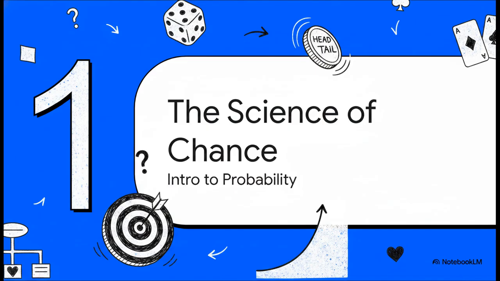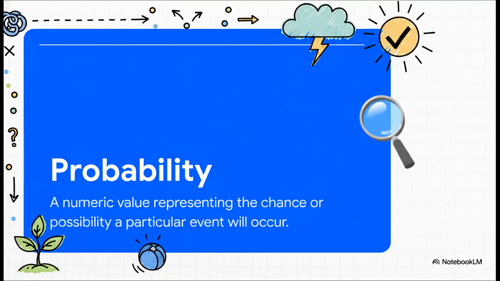We're going to start by getting a handle on the basic language of chance, which is, of course, probability. At its core, probability is really just a number between 0 and 1. That's it. It tells us the chance that something is going to happen. If it's a 0, nope, impossible. If it's a 1, it's a sure thing. Everything else, all the maybes in life, falls somewhere in between. And that's where we can start to make some really smart, calculated decisions.